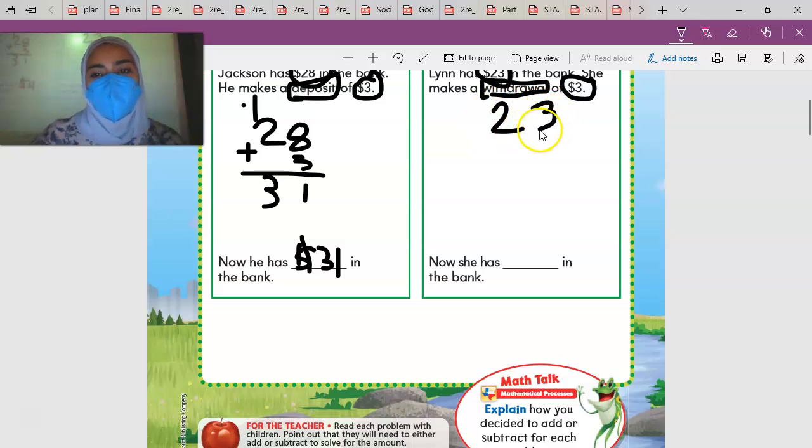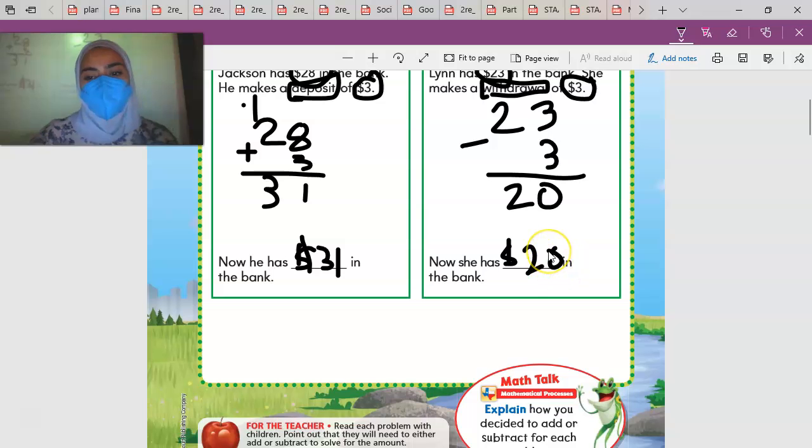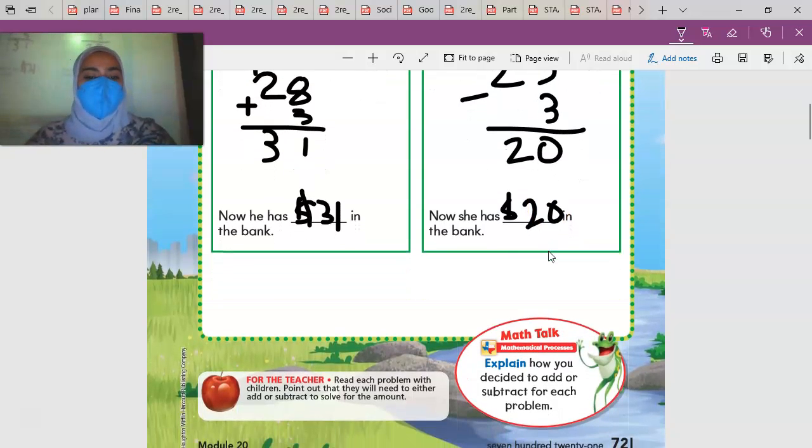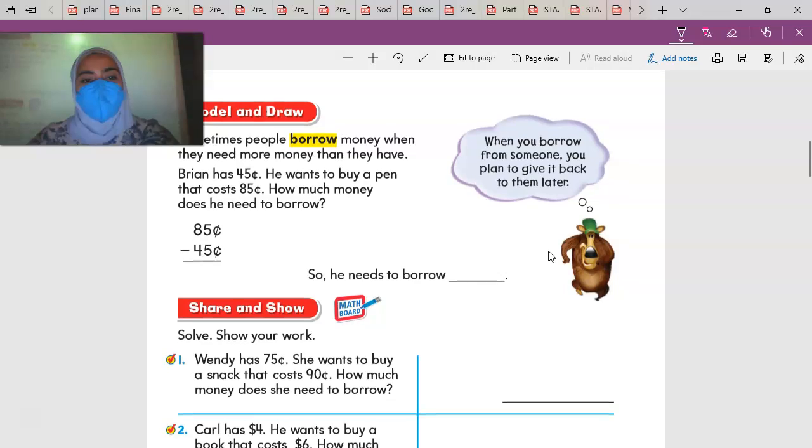All right, let's look here. 23, withdraw means what? Take away 3 equals what? 20. So she now has how much? $20 in the bank. Boom, boom, cha-ching. $20 in the bank. All right, moving on.